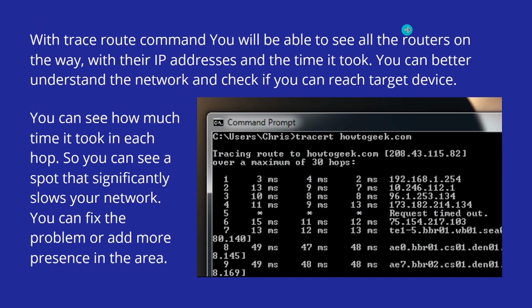With the traceroute command, you will be able to see all the routers on the way with their IP addresses and the time it took. You can better understand the network and check if you can reach the target device. You can see how much time it took in each hop. So you can see a spot that significantly slows down your network. You can fix that problem, add more presence in the area.